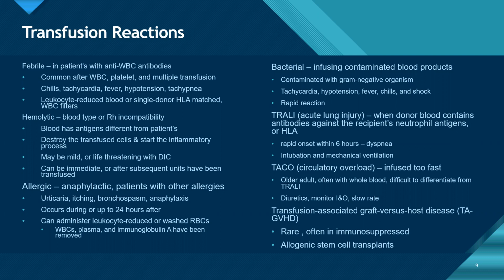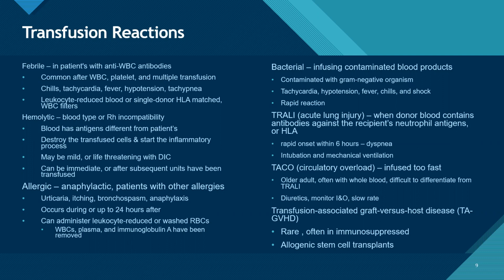Acute lung injury, when the donor blood contains antibodies against the recipient's neutrophil antigens, or HLA. So rapid onset, they have shortness of breath. You have to identify these patients early and any dyspnea that they might have. They often require intubation and mechanical ventilation, or it leads to death.